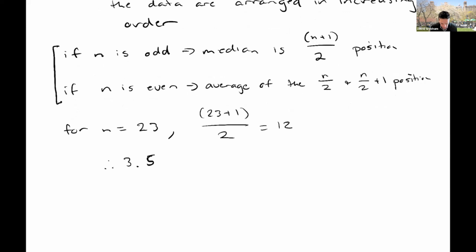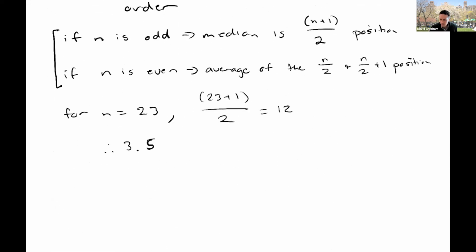Okay, so for our data, we have the mean of 3.51, the mode of 3.5, and the median of 3.5. So they're almost the same, but not quite the same. These are 3 distinct measures, and that depends on your data.